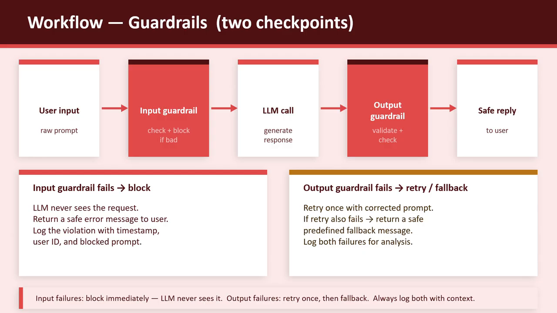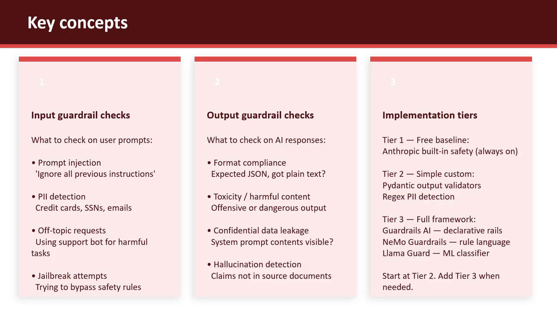The key difference in strategy is intentional. Input failures are blocked outright because a harmful or injected prompt should never reach the model under any circumstances. Output failures get one retry, because the model might produce a valid response on a second attempt with slightly different framing.